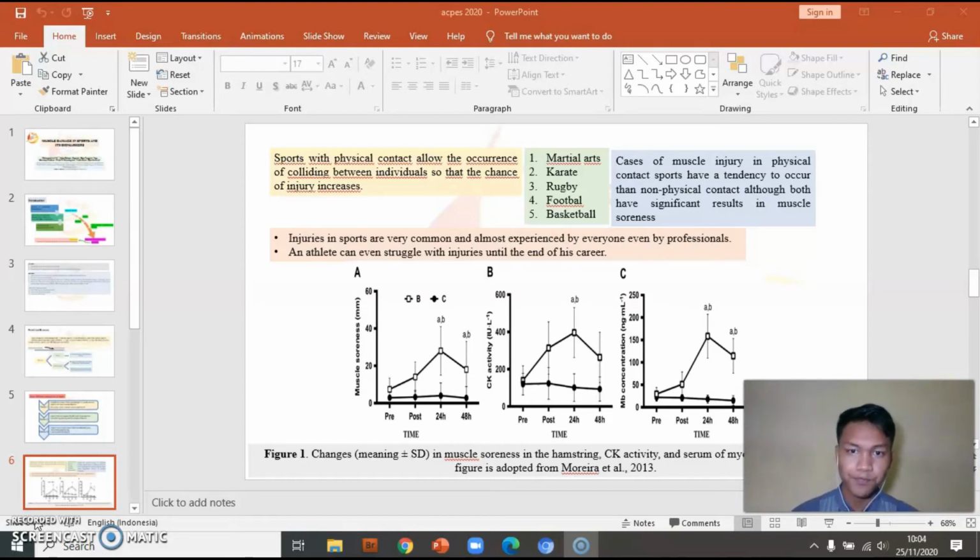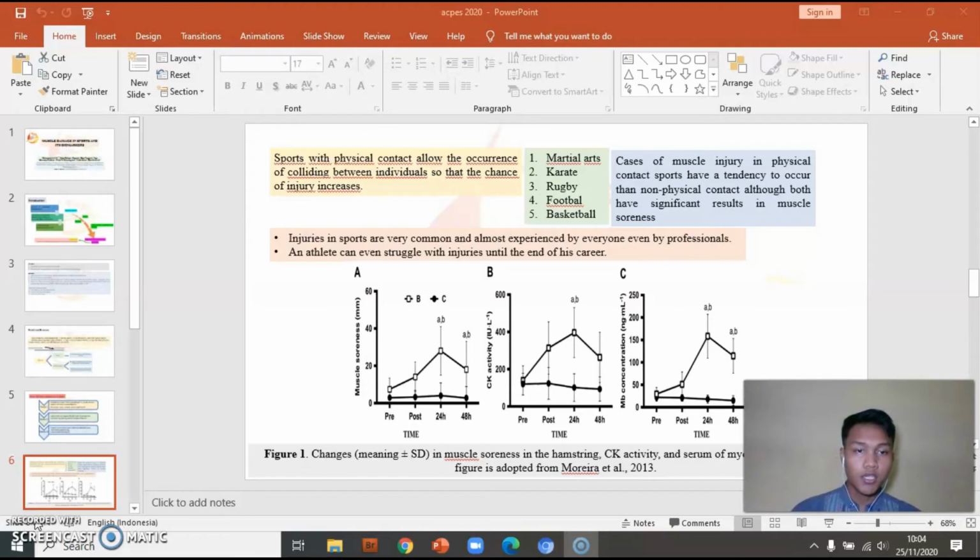Okay, sport with physical contact allow the occurrence of colliding between individuals so that the chance of injury increase. Okay, number 1, martial arts. Number 2, karate. Number 3, rugby. Number 4, football. And number 5, basketball.